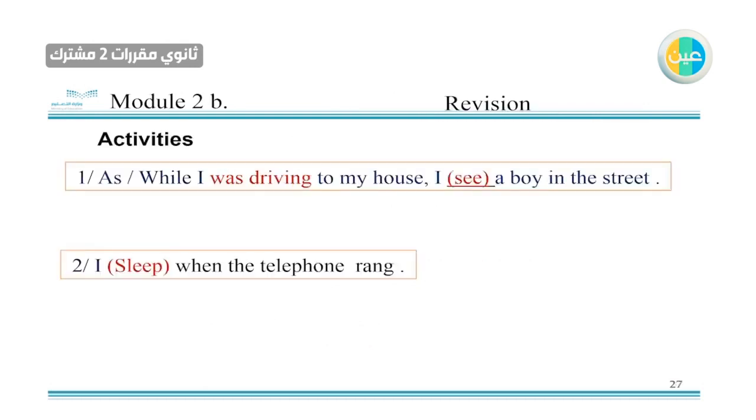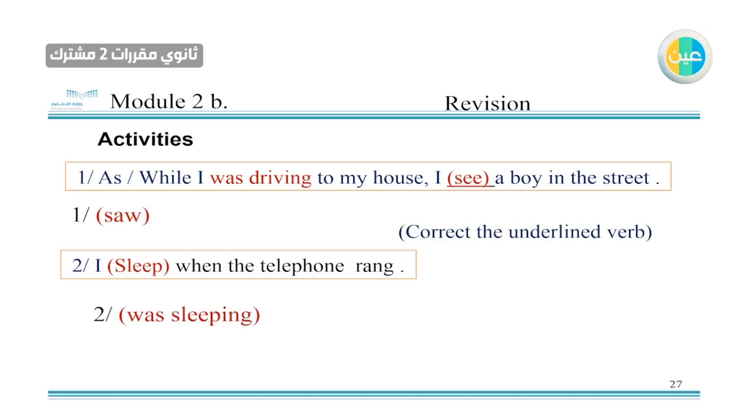Now, usually you're asked to correct one of the verbs. It would be very unfair for you to correct both, but sometimes they do that. They ask you to correct one of the verbs and the other one will be like a clue, and you have while or as. As I was driving to my house, or while I was driving to my house, what happened? I see a boy in the street. How do you correct it? And number two, I was sleeping when the telephone rang. Okay, now these are the correct forms of the verbs.